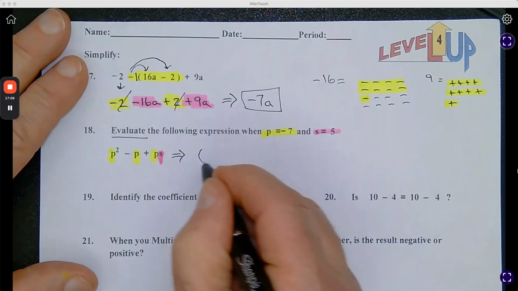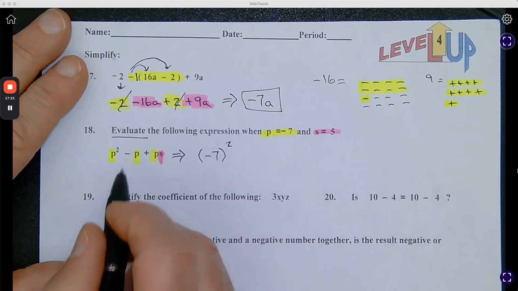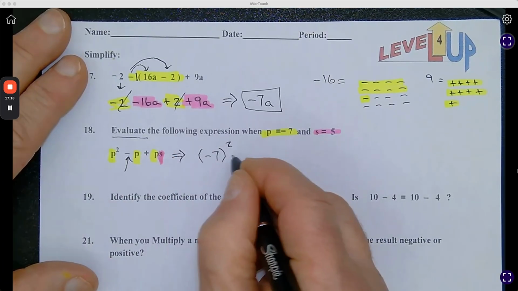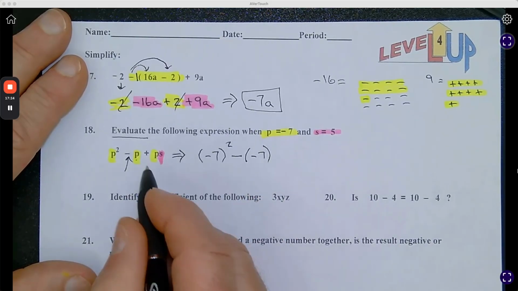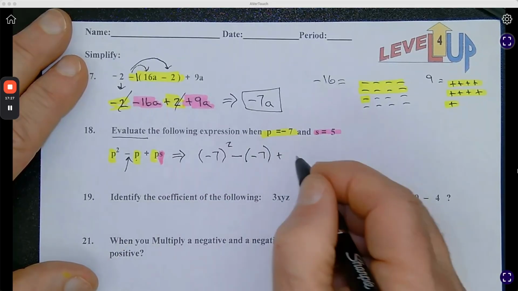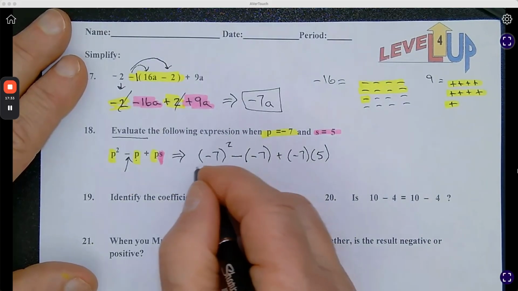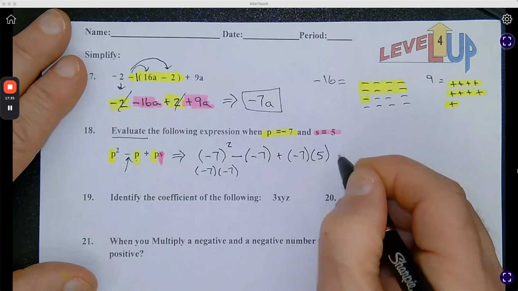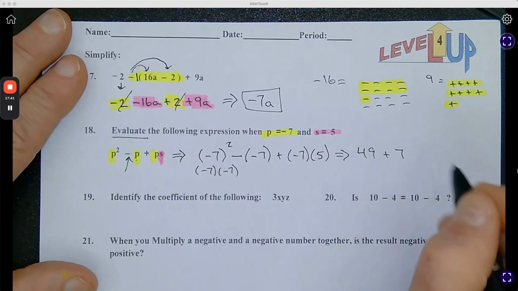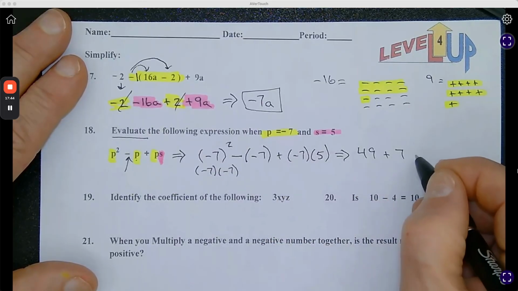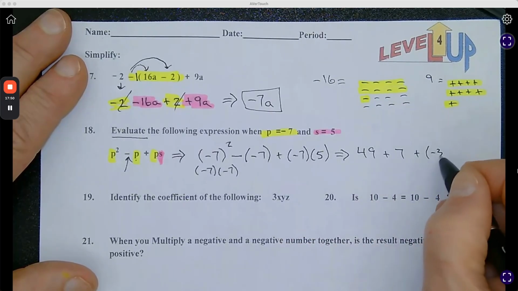So -7 in parentheses becomes that p, and I'm squaring it. Minus, always go from left to right. P, open a parenthesis. P plus PS means P times S. -7 squared in parentheses means -7 times -7. That is 49. Negative makes a positive, and then negative times a positive is a negative. I can write the plus, and then negative times a positive is a -35.